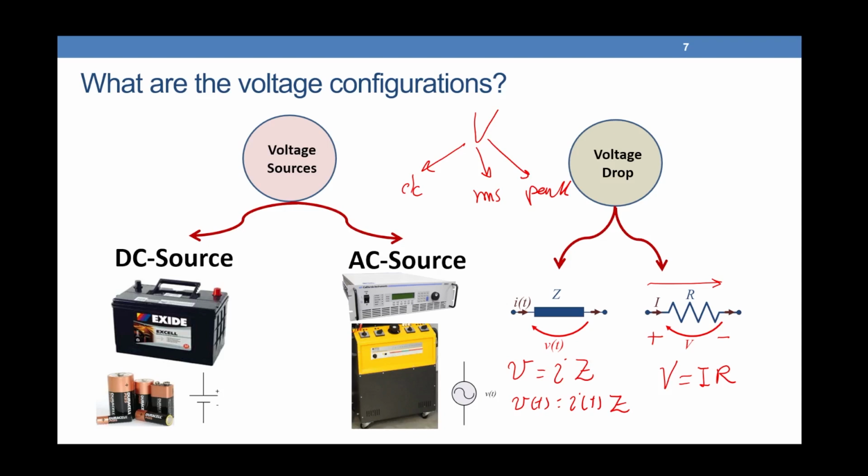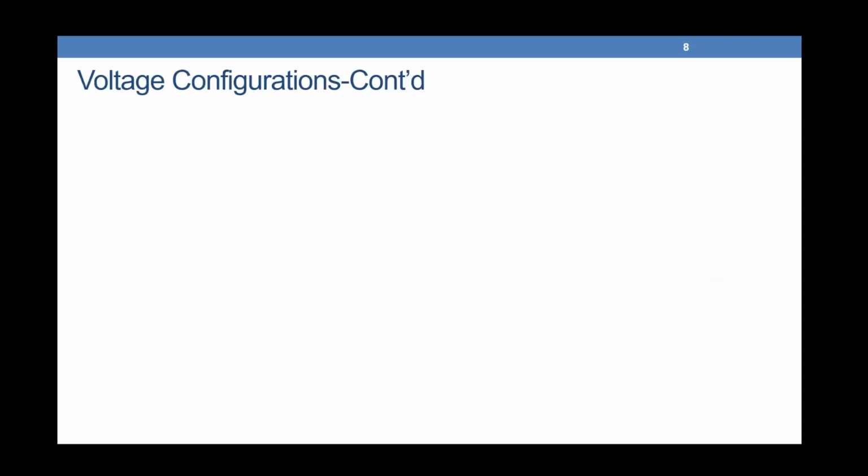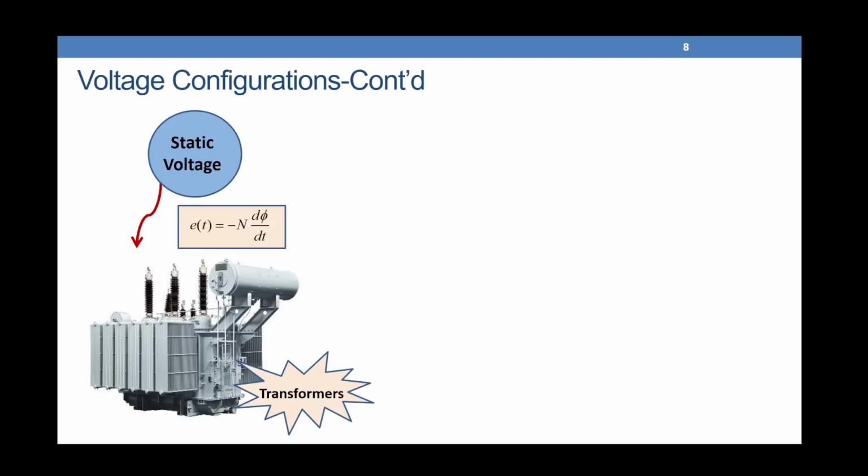We can also find voltages as what we call static voltage, where e of t, the induced voltage, equals minus N d phi by dt, where N is the number of turns and phi is the flux in Weber as a function of time. Assume that we have a flux like a sine wave, phi of t equals phi max sine omega t, so the induced voltage will be a cosine function. A good application for that is the transformer.